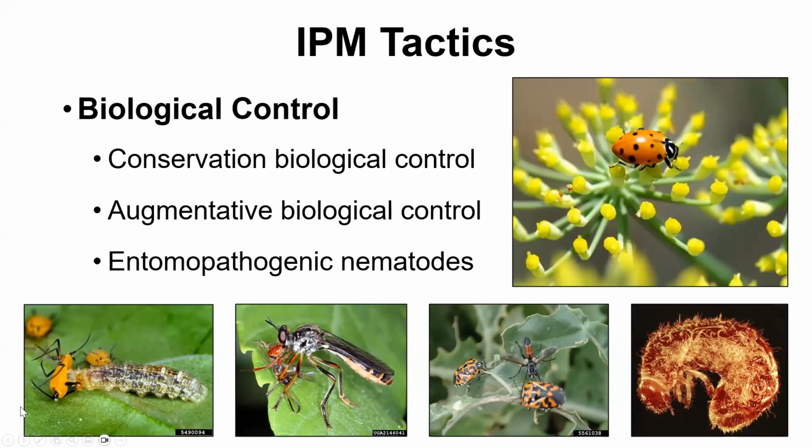So those are the three kinds of biological control. We have conservation, so you're doing things to help the insects thrive in your garden. Then you can also add things to your garden, and then you can also release some entomopathogenic nematodes. But they're very specific, so if you're buying those, you want to make sure that you're buying the correct kind for whatever you're trying to deal with.